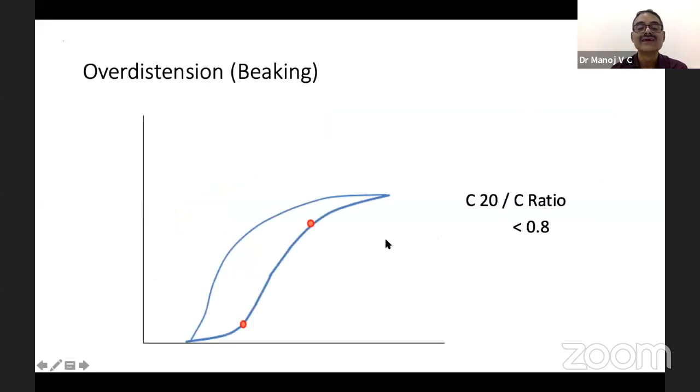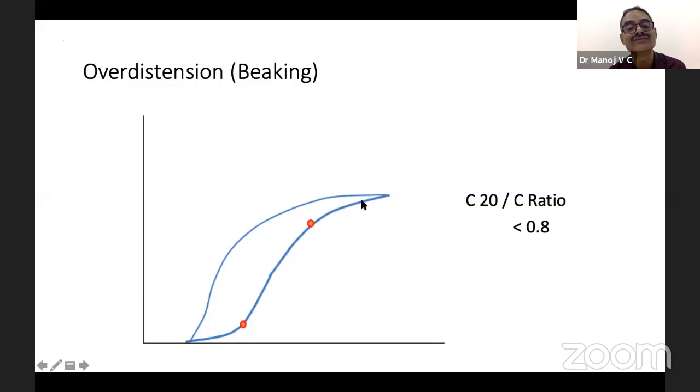Now the compliance loop can also tell you whether you are overdoing it. I told you this is the ideal area to ventilate, between the upper inflection point and lower inflection point. If you are going to give more and more pressure, suppose you have set a fixed pressure, this is going to create some problem. So you get a typical pattern. This is the beaking pattern that is seen in overdistension, which you can avoid if you target volume instead of targeting pressure.